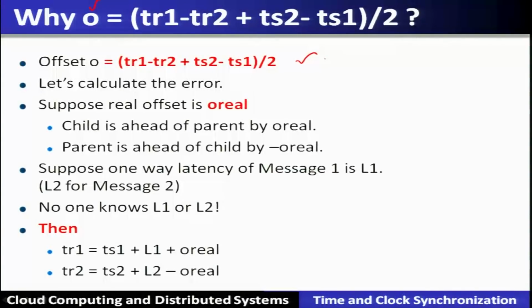For that, let us calculate the total error. Let us assume the real offset is O real, and we also assume that the child is ahead of the parent by this value O real, and the parent is behind the child by O real, which is written as minus O real. That means the parent is ahead of the child by minus O real. Suppose the one-way latency of message 1 is L1 and of message 2 is L2. Then let us calculate Tr1.